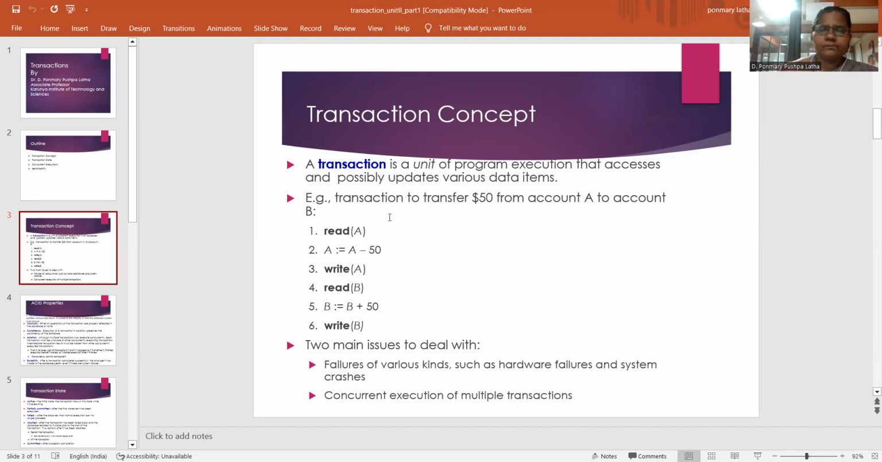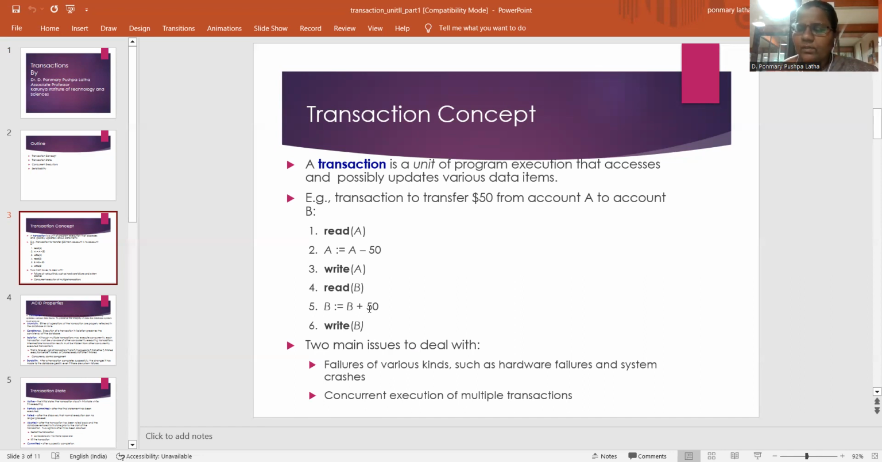Suppose here a transaction transfers $50 from account A to account B. So we read A, A equals A minus 50, and write A. You can write the data. Then read B, and whatever we have subtracted we add here, so B equals B plus 50, and write B. So in the transaction, read and write operations are there.